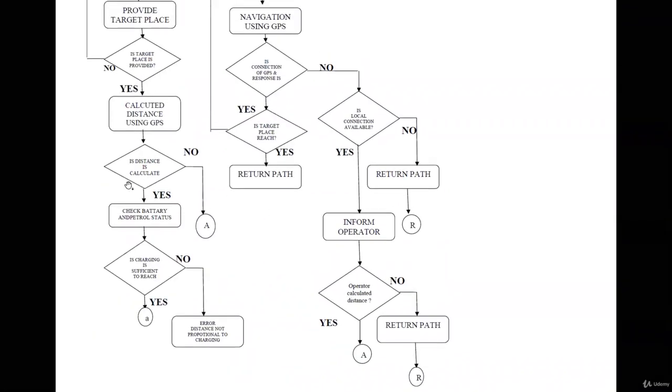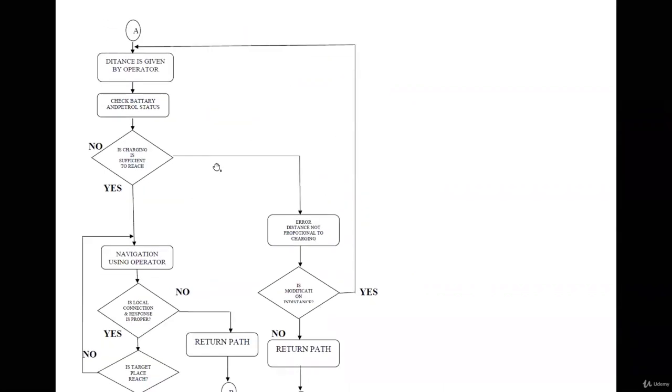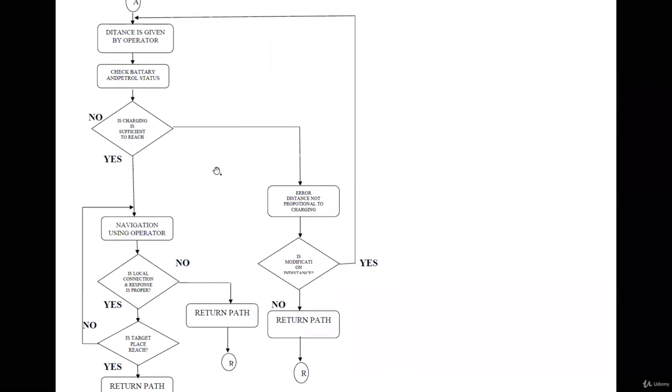Okay, now for the capital A. What is the meaning of this capital A? If the distance is not calculated by GPS, or if the distance is not calculated by the operator, then what will happen? So let's try to understand this.